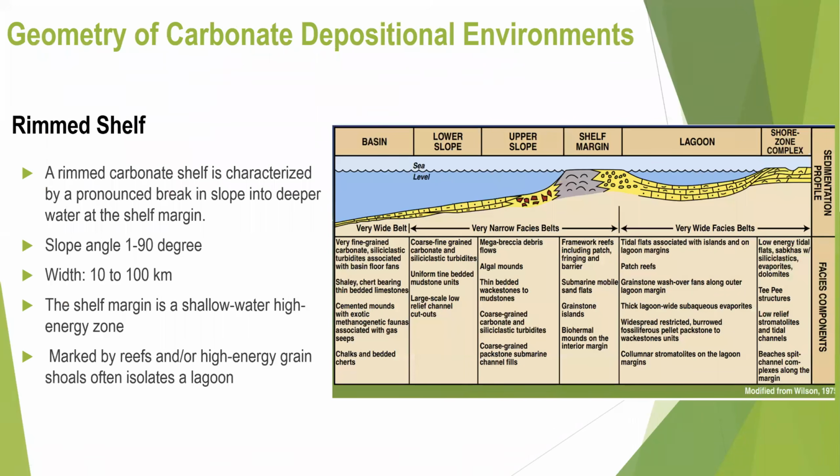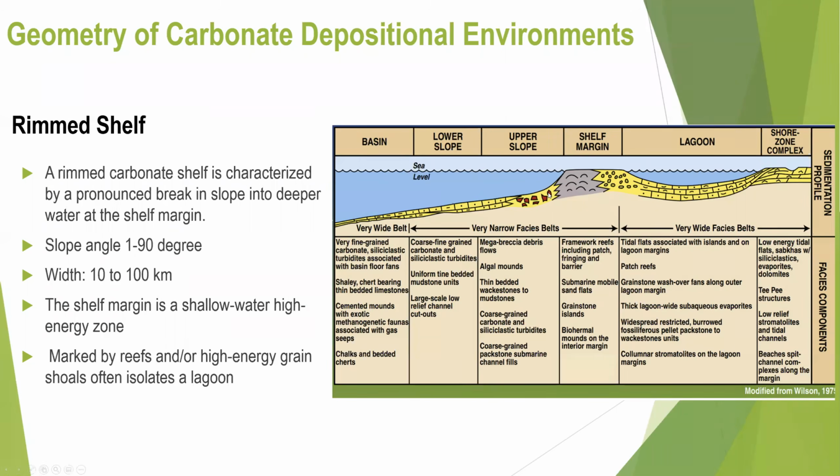Okay, let's look right now at the geometry of carbonate depositional environments. We have three or four depositional environments in the marine system for carbonate. One of them is the rimmed shelf. The special character of the rimmed shelf is the slope of this platform. The slope of this platform is between 1 to 90 degrees. In this system, we have a pronounced breaking slope from shallow marine to deep marine.